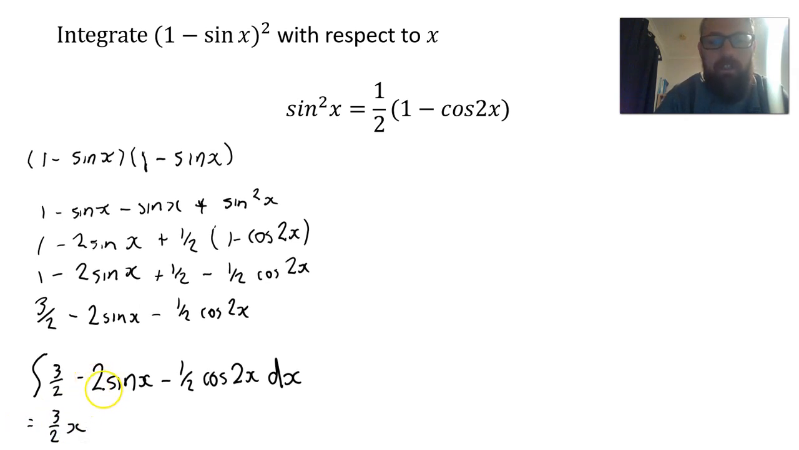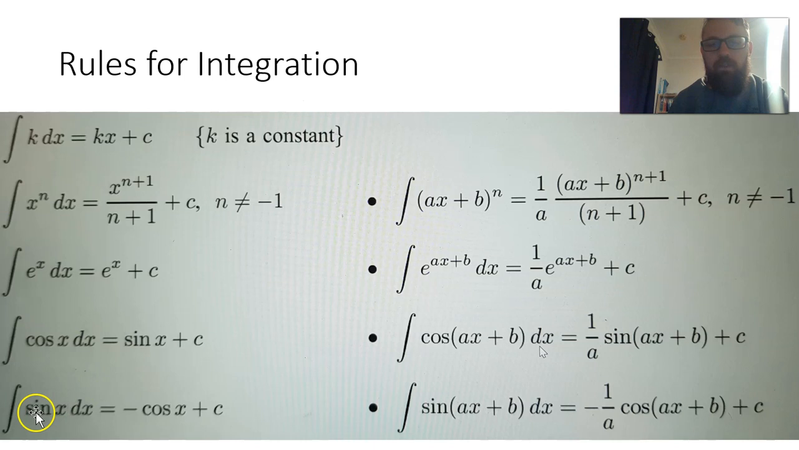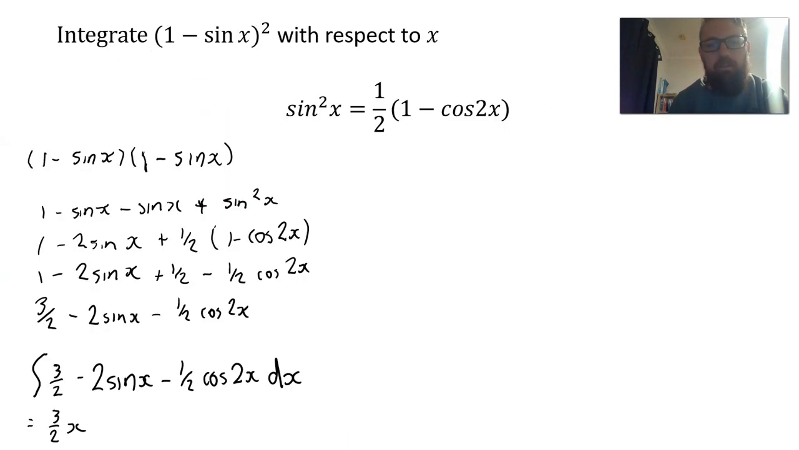So now we've got minus 2 sine x. So again, using our rules, the integral of sine x is minus cosine. So we're going to get minus 2 cosine x.